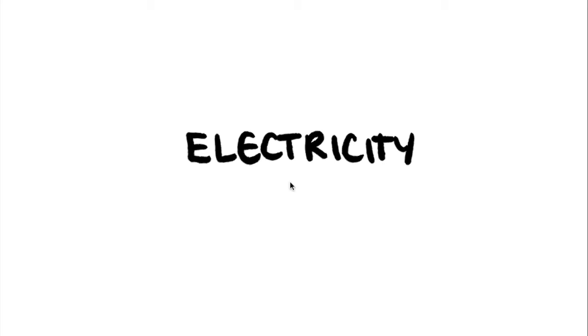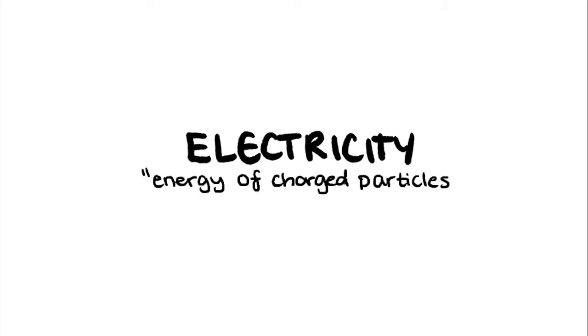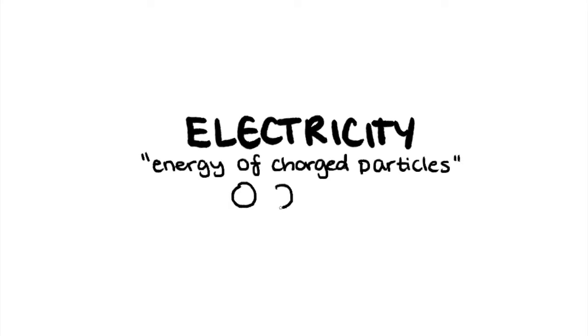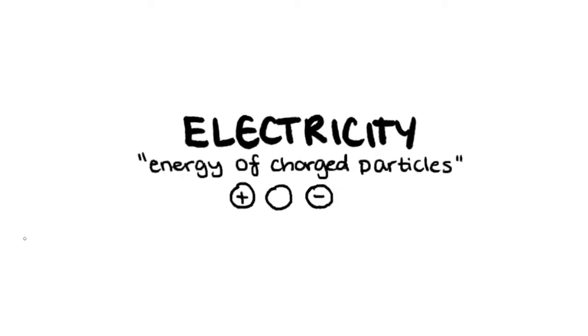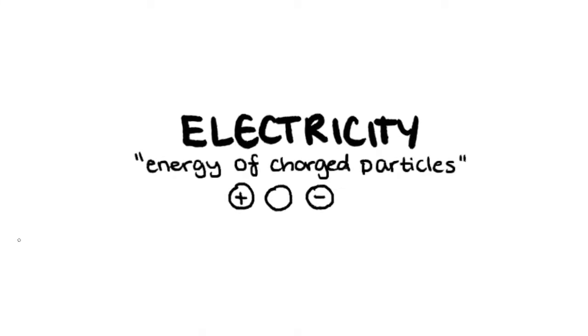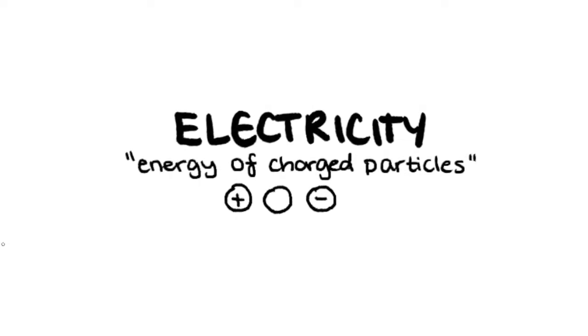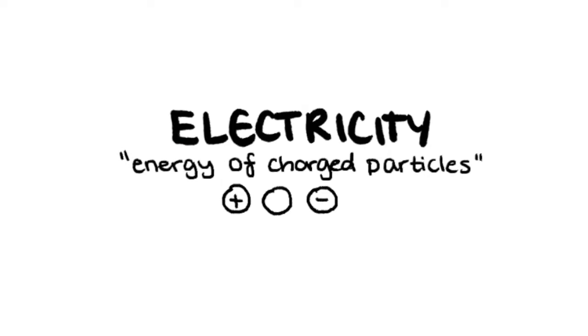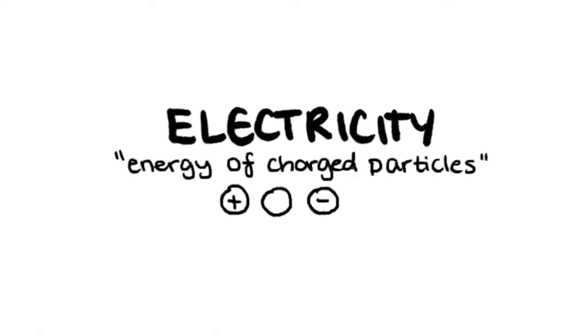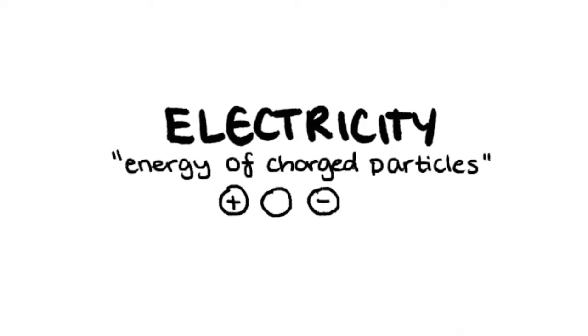Let's begin with electricity. Electricity is the energy of charged particles. Protons are positively charged, neutrons are not charged, and electrons are negatively charged. Many different types of energy like solar, kinetic, and chemical energy can be converted into electrical energy. Electricity is caused by the movement of electrons. They can flow through components of a circuit.